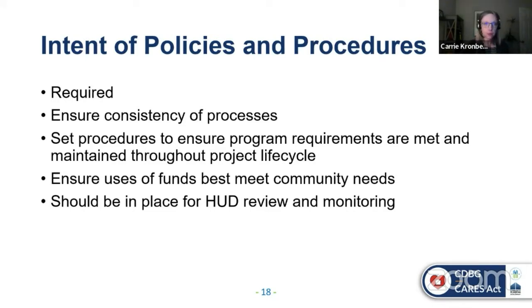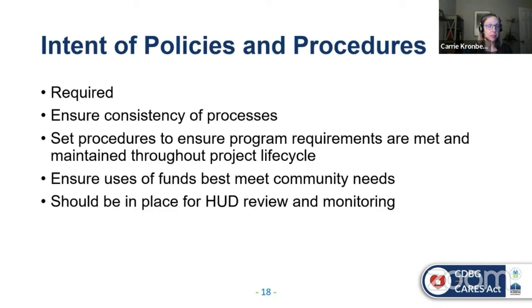Okay, so why should we have policies and procedures? Well, they're important because they are required. First of all, when HUD comes to monitor you, they're going to ask to see how you document what you're doing and how. And they're a communication tool, right? They give staff guidance on what they need to do, when, and how to do it. And they also ensure that we have an evaluation process in place to target funds towards the highest needs. And if those needs change, then to refocus.